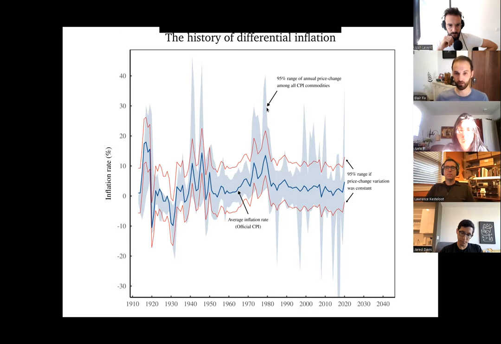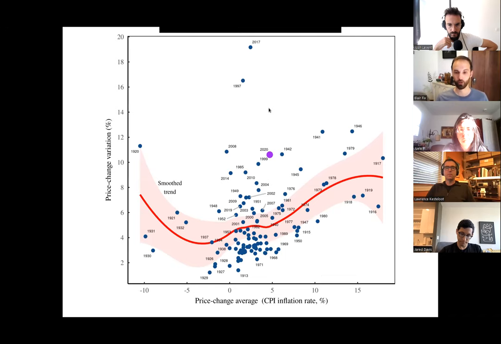And I'll just wrap up with this pattern, which is plotting here the change in the consumer price index against the variation in price change. So there's this pattern, right? When inflation is high on average, there's a lot of differential price change. We're here in 2020, right? So very clearly a lot of differential inflation going on.